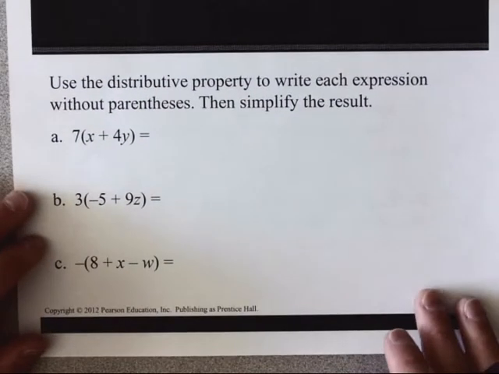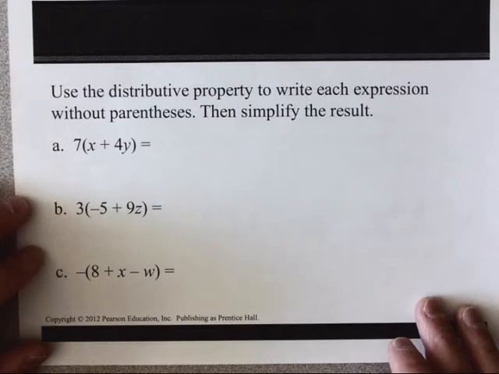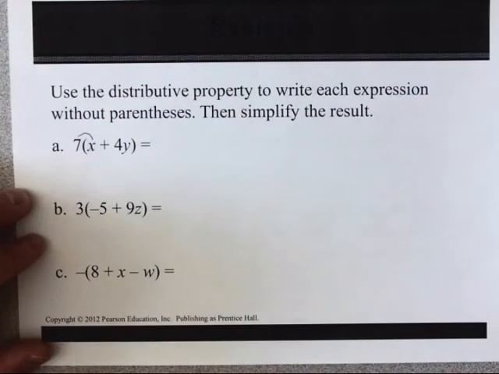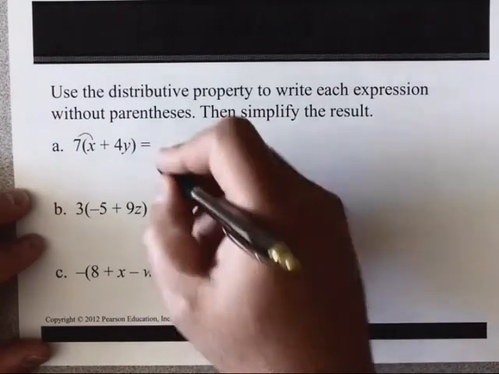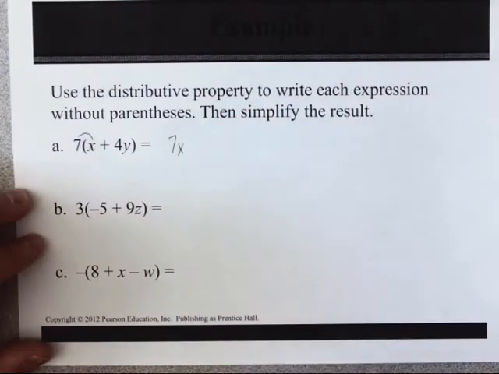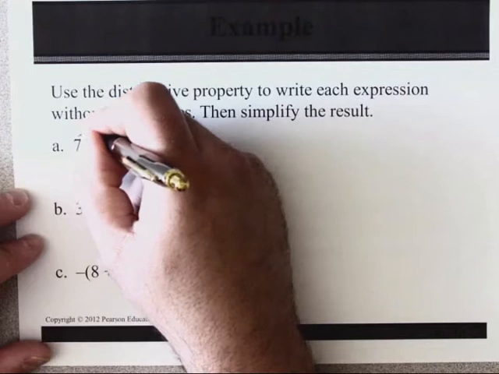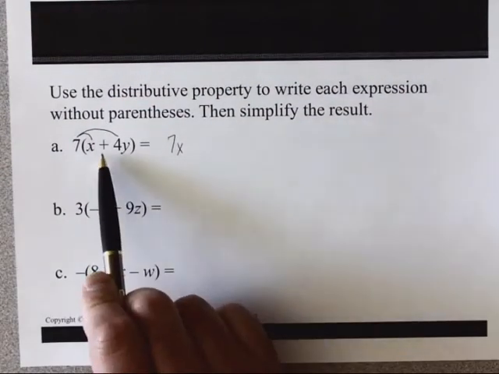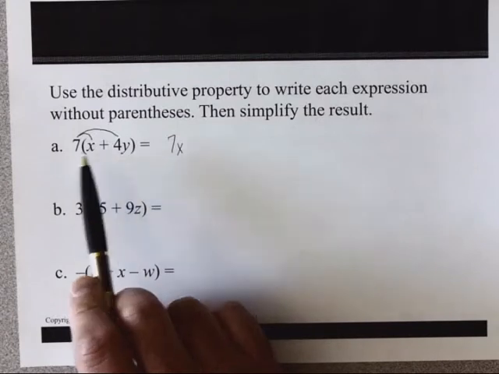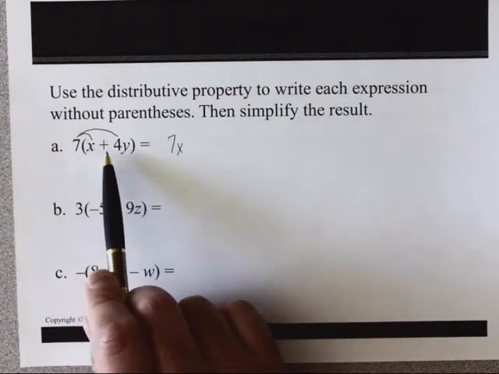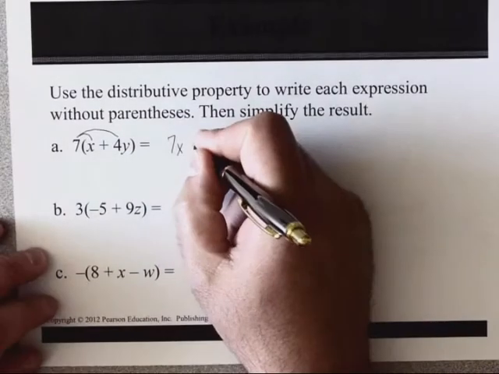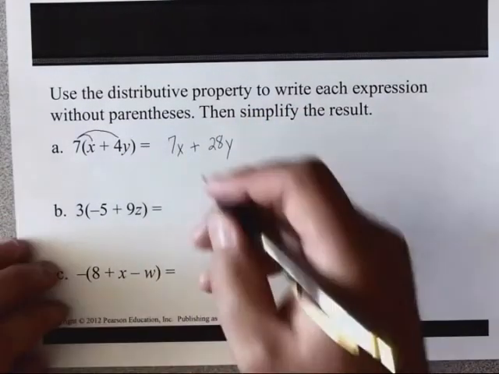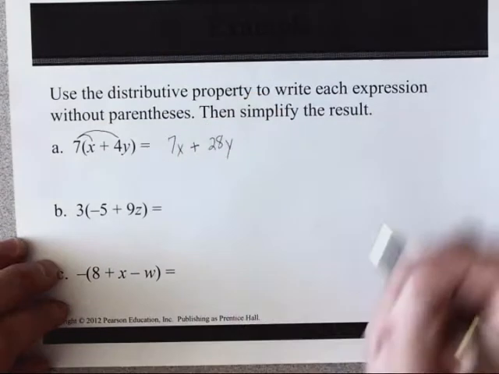So use distributive property to write each expression without parentheses. So distribute the 7 to the first term. 7 times x is 7x. Distribute the 7 to the second term. And so we're going to actually use this operation as the sign of this term. So this is going to be positive 7 times positive 4y, which is a positive 28y. And then, of course, that sign is going to give us the operation in our resulting algebraic expression.